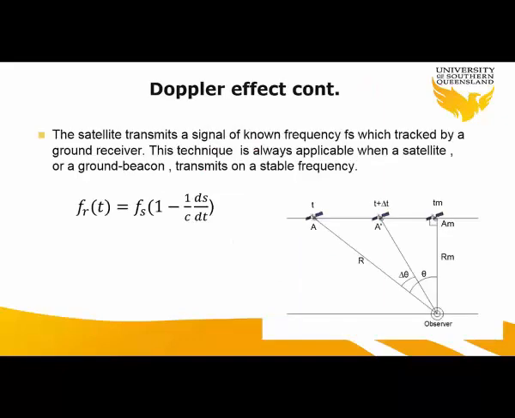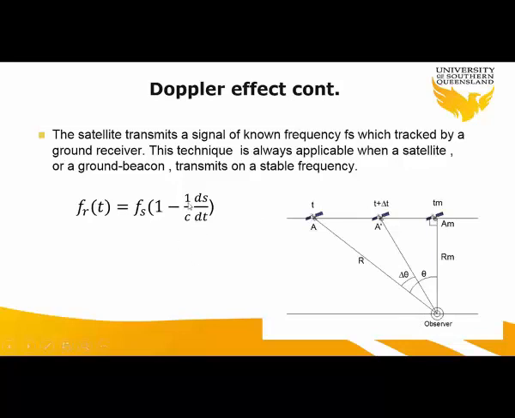So how does it work in satellites? Very easy. The satellite transmits a known frequency, which we call FS here. It can then be tracked by the ground station or observer in the image. And we can determine the range based on the known frequency.